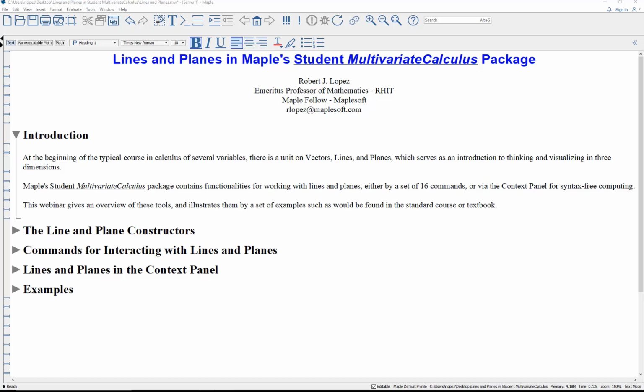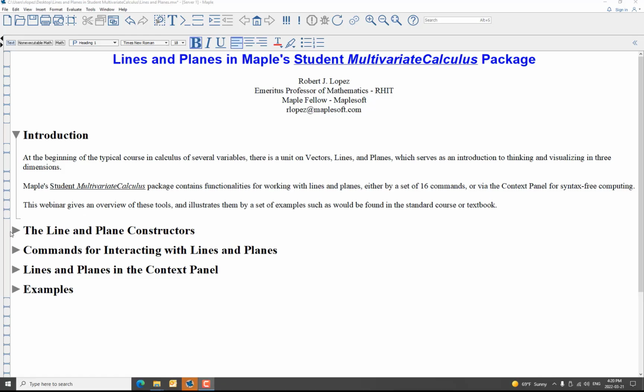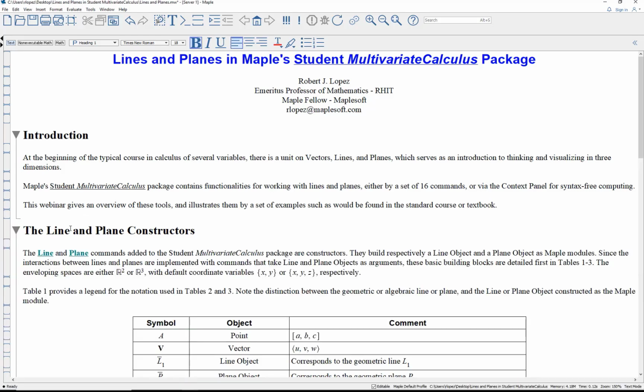So in this webinar, we're going to take a look at these tools, but we'll illustrate them with a set of examples that you would typically find in a standard course or textbook. There are 2 constructors, one for constructing a line object and one for constructing a plane object.